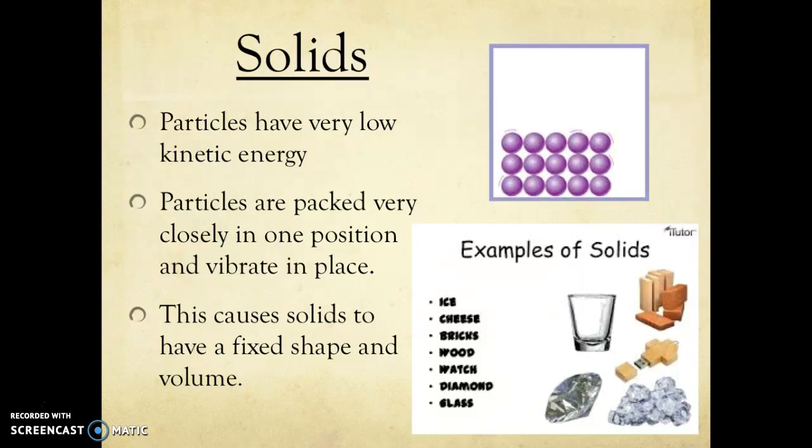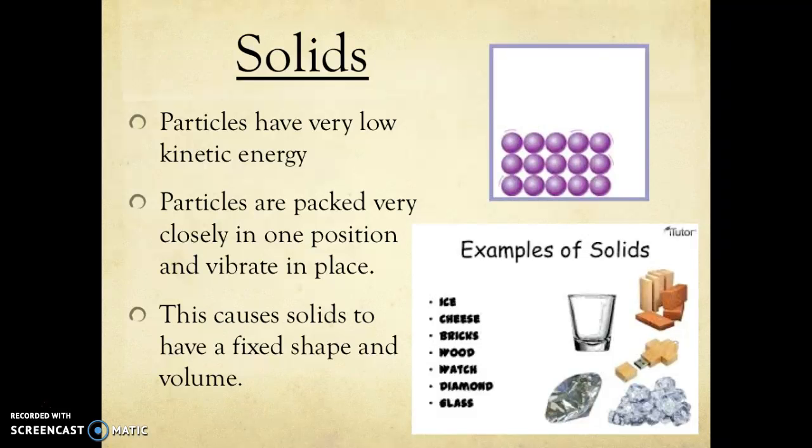It's kind of like if you have a whole bunch of people packed together in a crowd. They can't really move around and walk around each other very much, but they might be able to, say, bounce up and down. That's kind of how the solid's particles are. They're packed very closely together, and they don't really move around. So this causes solids to have a fixed shape and volume. They don't really change shape, and they don't really change volume.